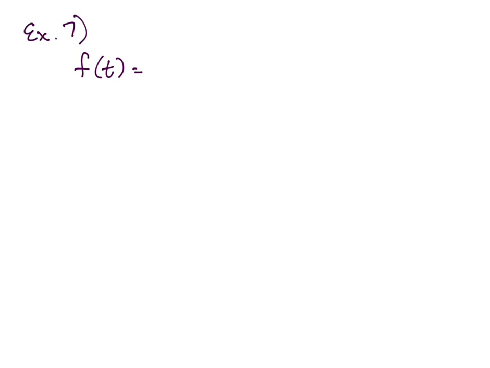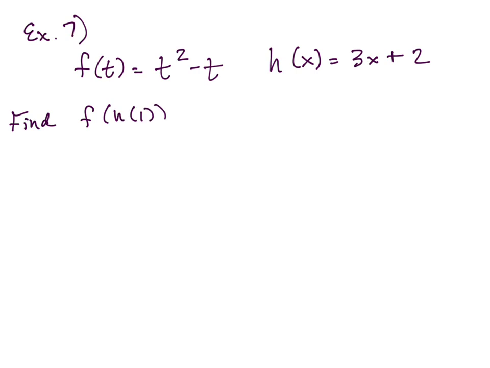All right, f of t. We've got t squared minus t. And we've got h of x, which is 3x plus 2. Well, we already used f for Fred and g for George, and now we're on h for Jorge. f of t equals t squared minus t and h of x equals 3x plus 2. And what it wants us to find is f of h of 1.